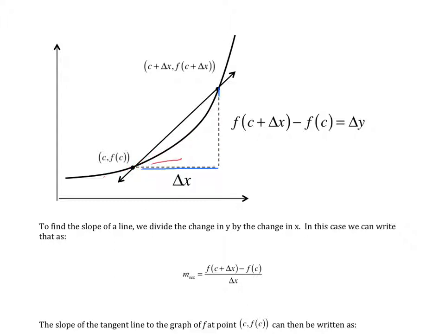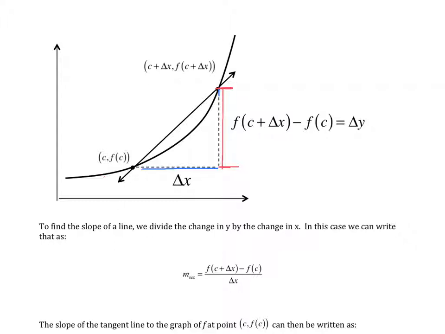Then on the other side here, up and down, that would be our change in y, or delta y. Our smaller y coordinate is f of c, so in other words, I'm evaluating the function when x is c, and our larger y value is just f of c plus delta x, because that's our input value. When we input that into the function, our output value would be just the function evaluated at that quantity.